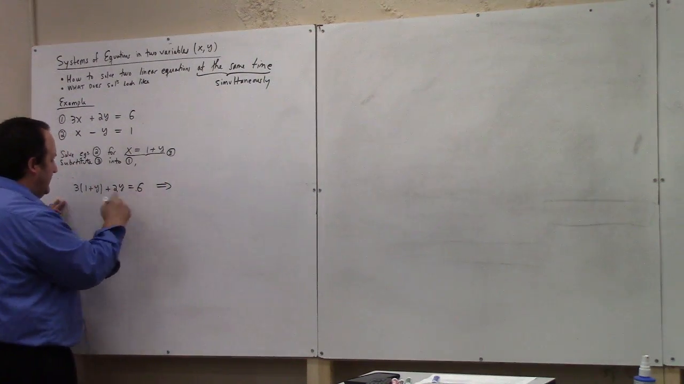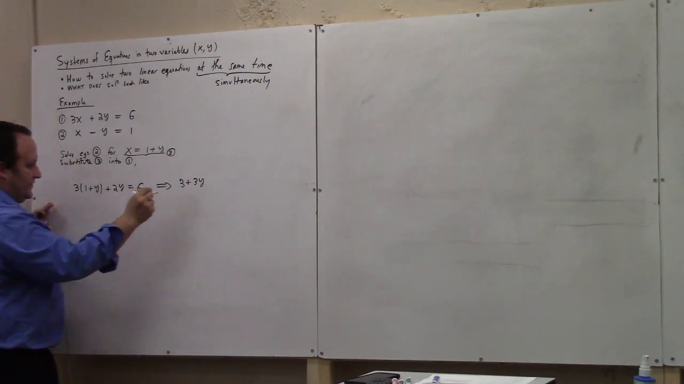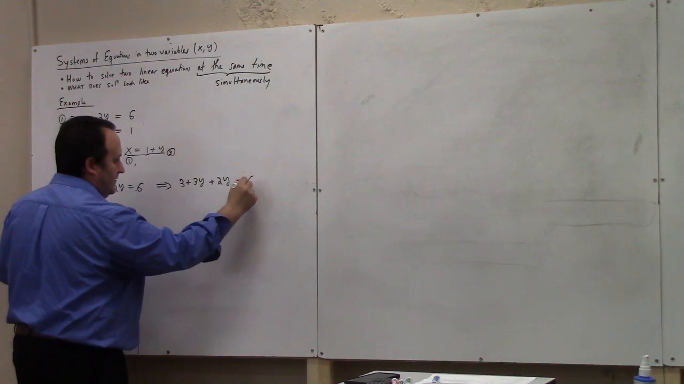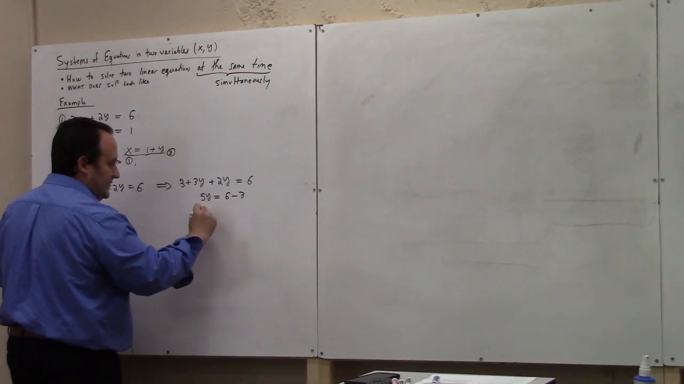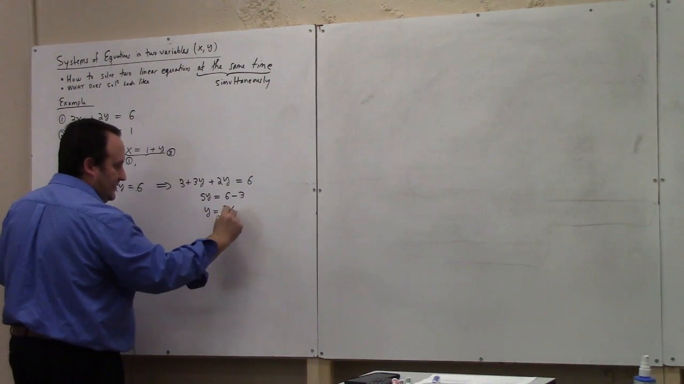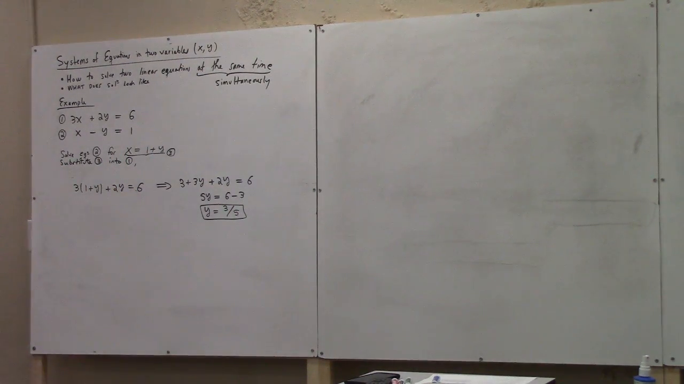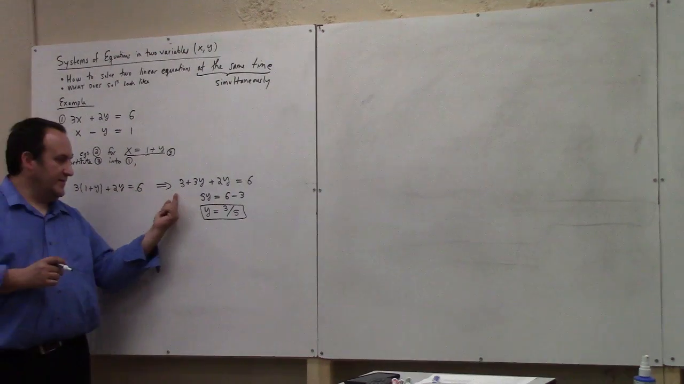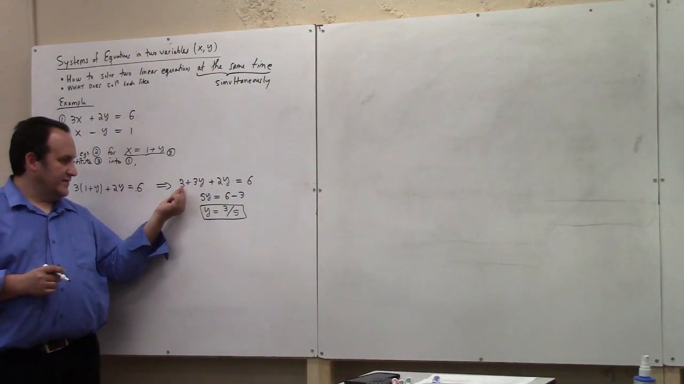So let's see here. We distribute, right? This gives us 3 plus 3y plus 2y, so I'll agree, 5y. So this gives us 5y equals 6 minus 3. So y is equal to 3 divided by 5. Are we done? So I subtracted 3 to the other side, and I added these two together, right? It's like minus 3 over there.